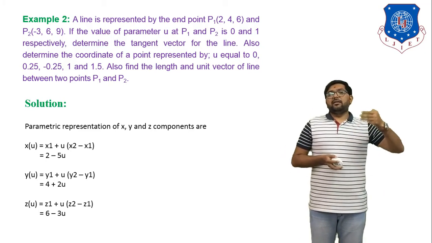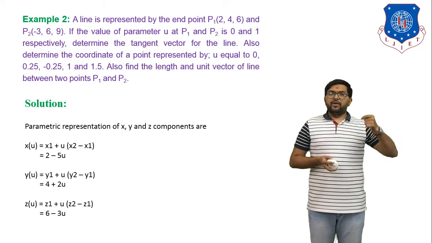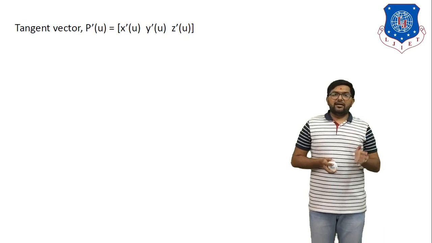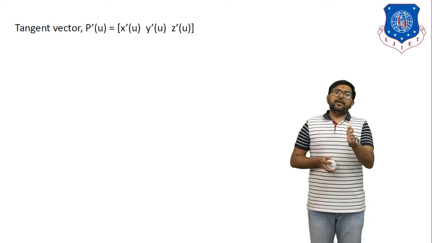Now we have the answer for the parametric equation of the line as x of u, y of u and z of u. Okay. Now we have to find the tangent vector. Now you all know what the tangent vector is. P2 minus P1. P2 minus P1 indicates the difference of x coordinate, y coordinate and z coordinate.